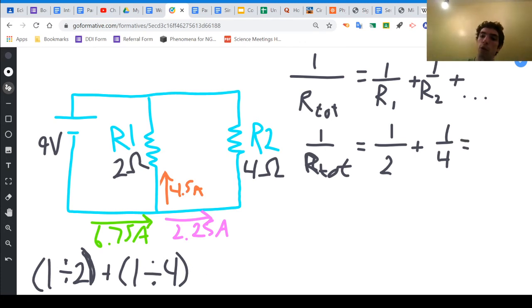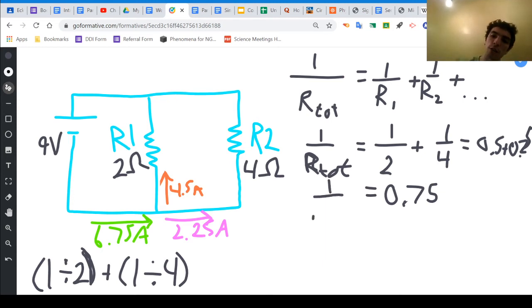And I know that 1 over 2 is the same as 0.5 plus, and then 1/4 should just be 0.25. Boy, I really ran out of room over here. But 1/2 plus 1/4, or 0.5 plus 0.25, should just give us 0.75. Now that's not our final answer yet. That is 1 over our total resistance. So if I want to know what this actual total resistance is, I need to take the reciprocal of both sides. So I want to basically flip both sides of this equation.